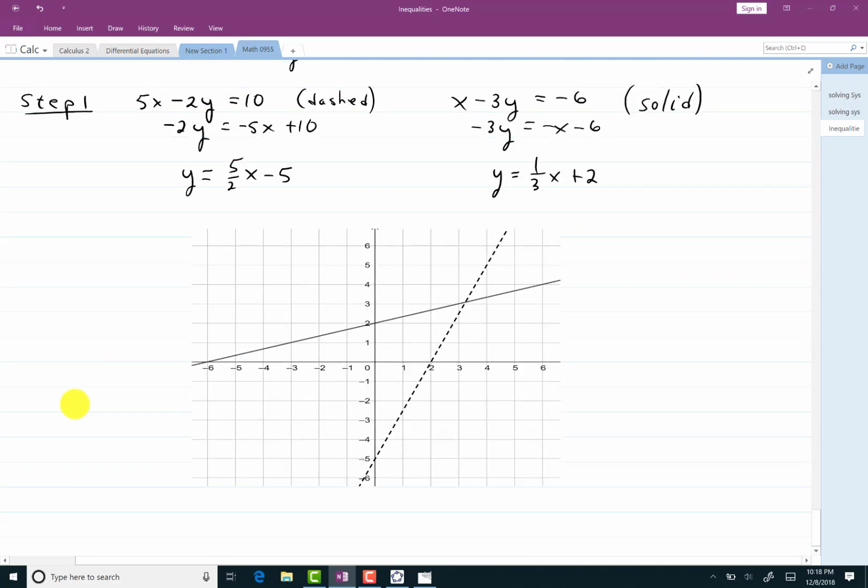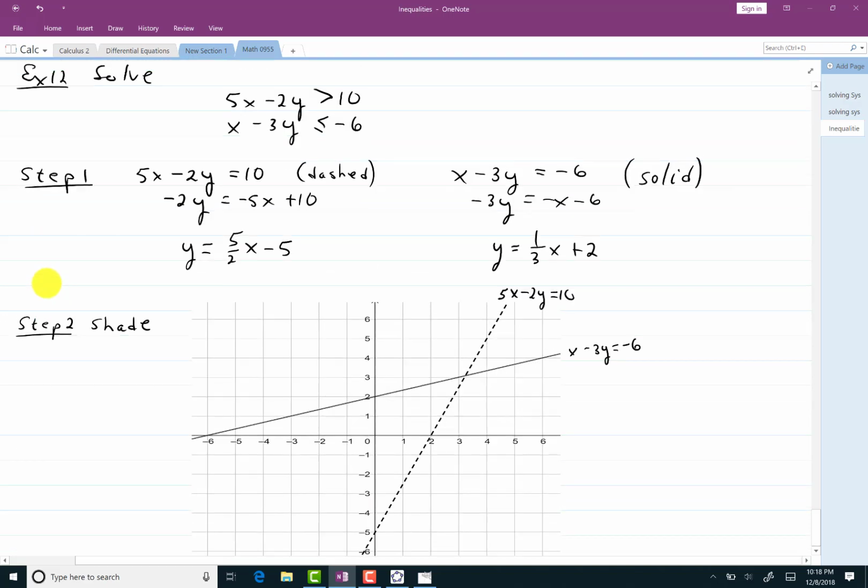Here I've graphed both of the lines on one graph. The dashed line is right here. This is the y equals 5/2 x minus 5 line. Or if you want, the 5x minus 2y equals 10. The other one is the x minus 3y equals negative 6. Now, as before, I'm going to try to determine how to shade. So for my second step, step 2, shade.